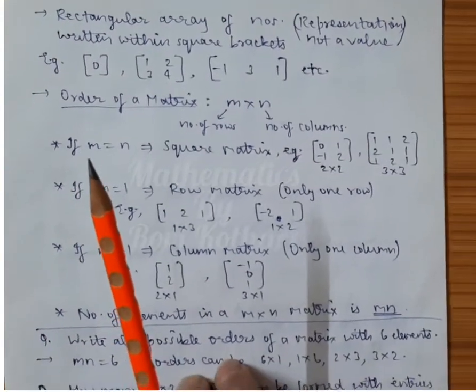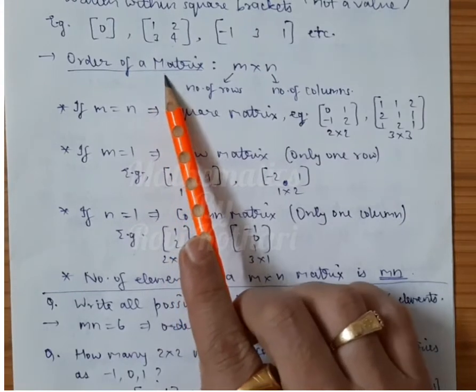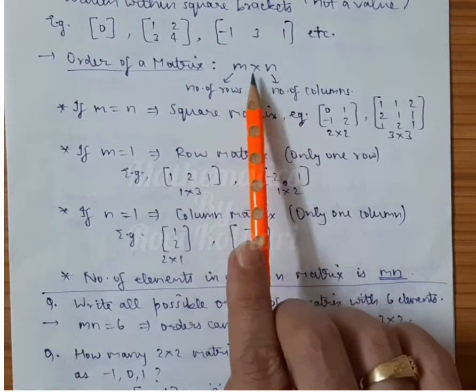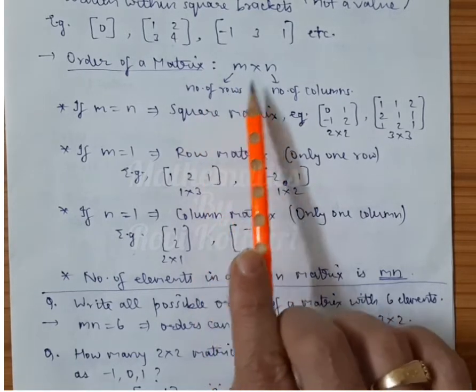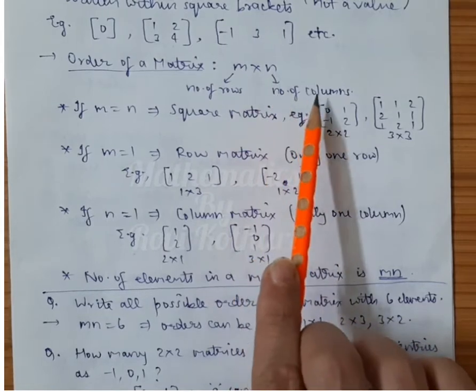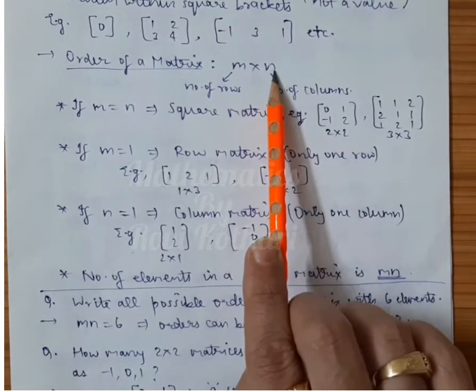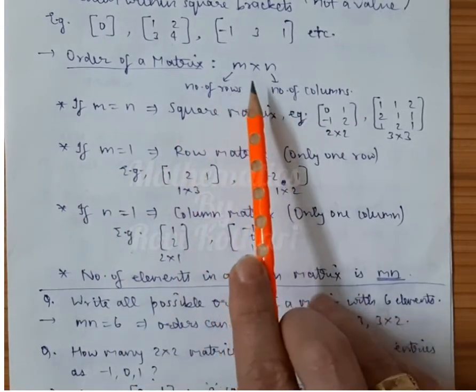Now the next thing that comes is the order of a matrix. What do we call the order of a matrix? We always write the order of a matrix as m into n, m cross n. What is m here? M is the number of rows, and n is the number of columns. So first you write the number of rows, second you write the number of columns. Now there are some specific cases which you should remember.